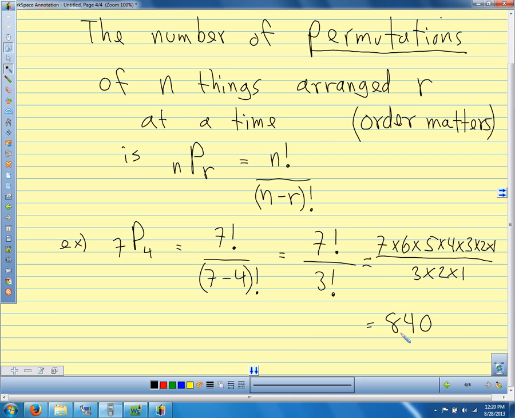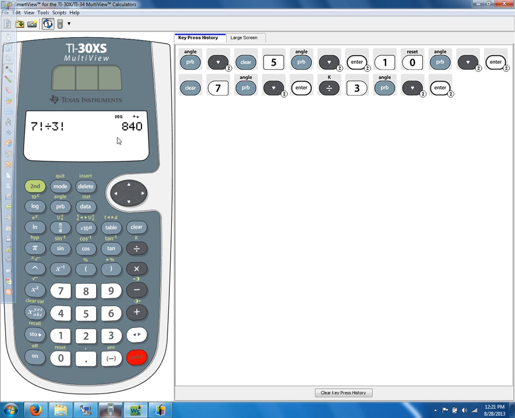The other way that I can calculate it is some calculators have this button on the calculator. So let's go back to the calculator. I'm going to do 7. I'm going to go to my probability, and it has this NPR button. I'm going to push 7, NPR, 3, and hit enter.